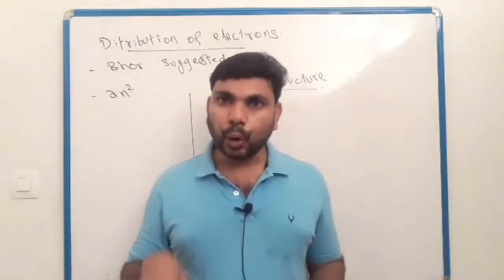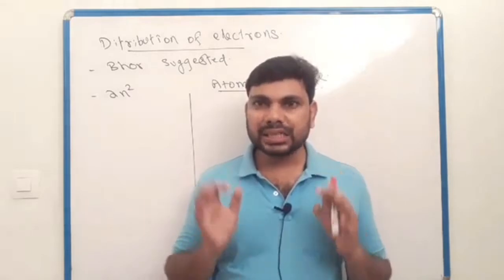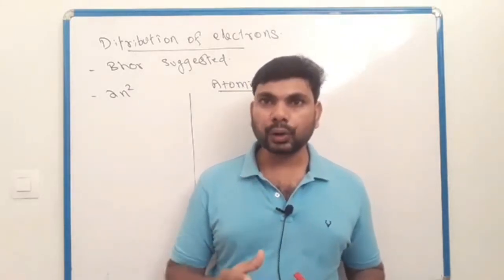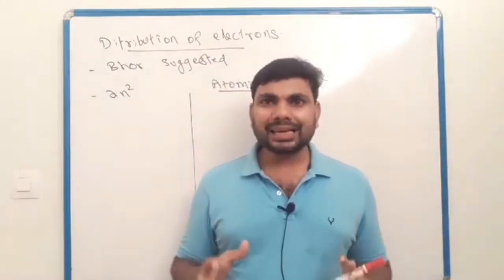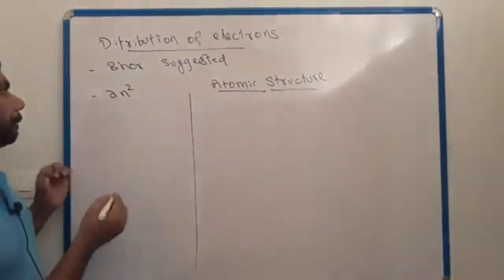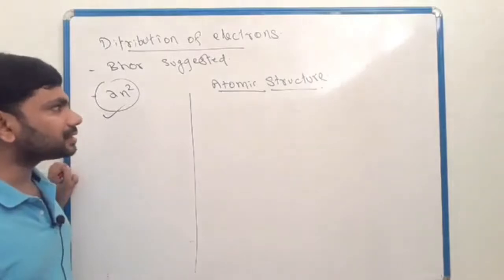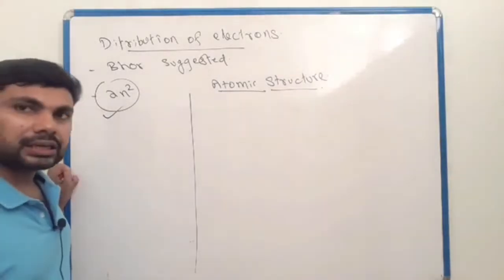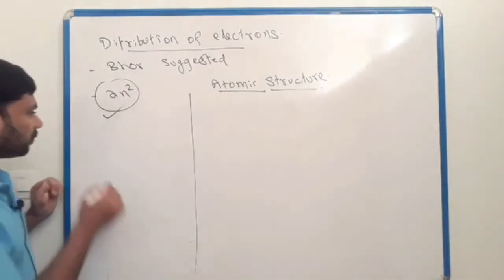Scientist Bohr, we learned the Bohr model of atom. The same scientist suggested electronic distribution. To understand electronic distribution, we have to know the equation 2n square. Based on this equation, we can understand electronic distribution.